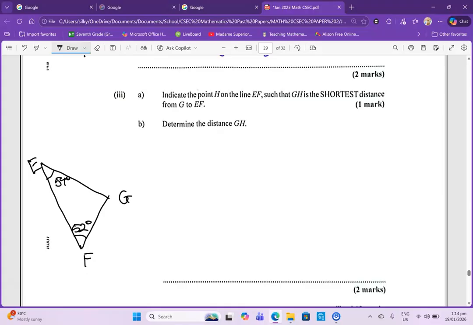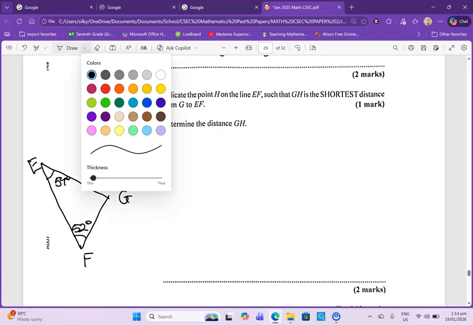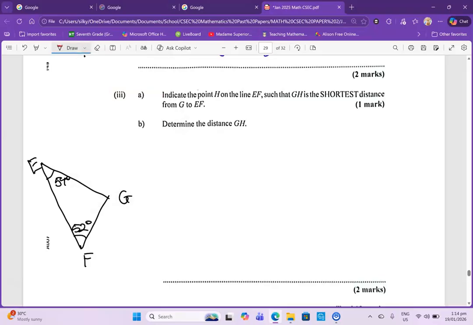Okay, so GH is the shortest distance from G to EF. We know the shortest distance between any 2 points is a straight line. So if I were to draw a straight line straight across from G to meet EF, this point will be H. So GH is actually a horizontal line.